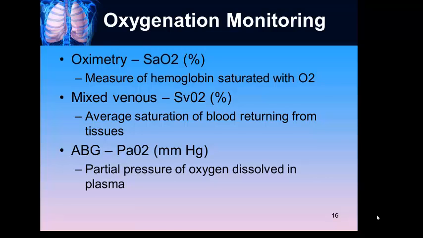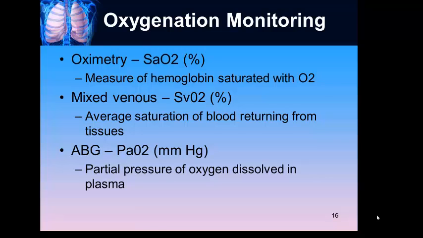The SaO2 is also referred to as pulse oximetry. It's obtained using a sensor placed on the finger or earlobe, which sends a light across the finger to the detector. This method identifies the percent of hemoglobin that is saturated with oxygen, and under normal circumstances, it'll give us a pretty good idea of the patient's oxygenation status.